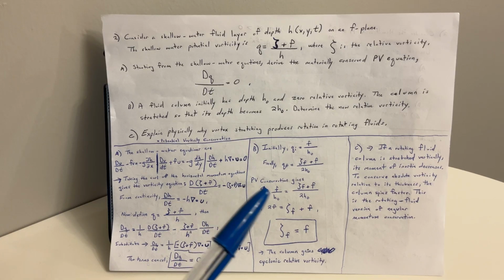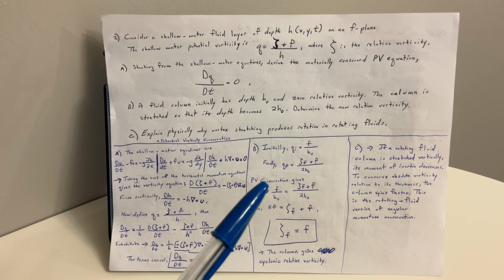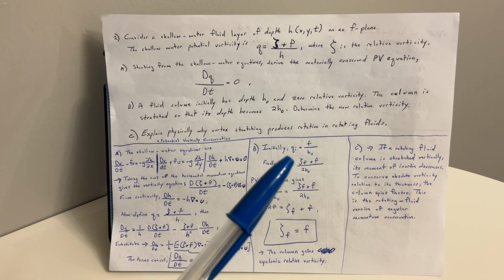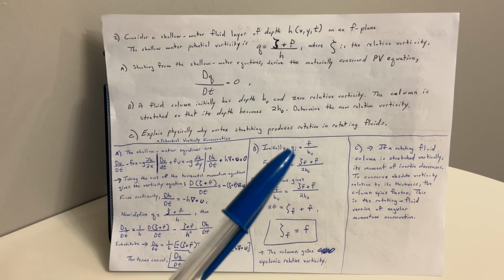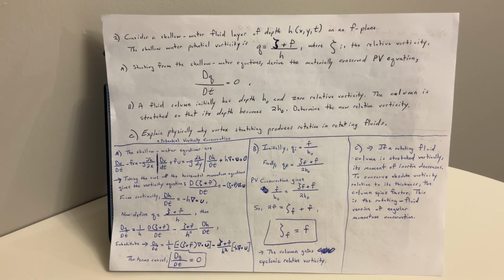And then we have PV conservation. We're going to set these equal together. The initial is going to equal the final. So 2f is going to be equal to zeta sub f plus f, and zeta sub f is f, so the column gains cyclonic relative vorticity.